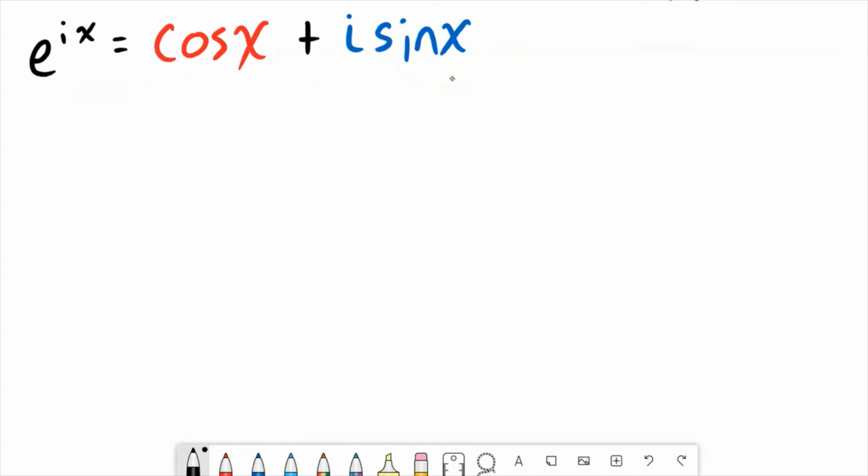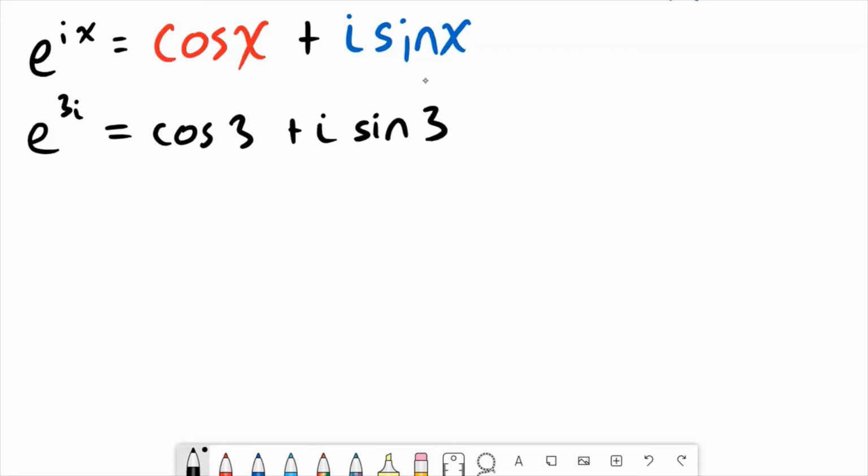It tells us exactly what raising something to the i power or the ix power is. It's equal to cosine, a real part, and i sine, an imaginary part. What if I plug in a value of x? We can try that out, right? e to the 3i is equal to cosine of 3 plus i sine of 3. Very cool, right? But that's not interesting at all. Not really.